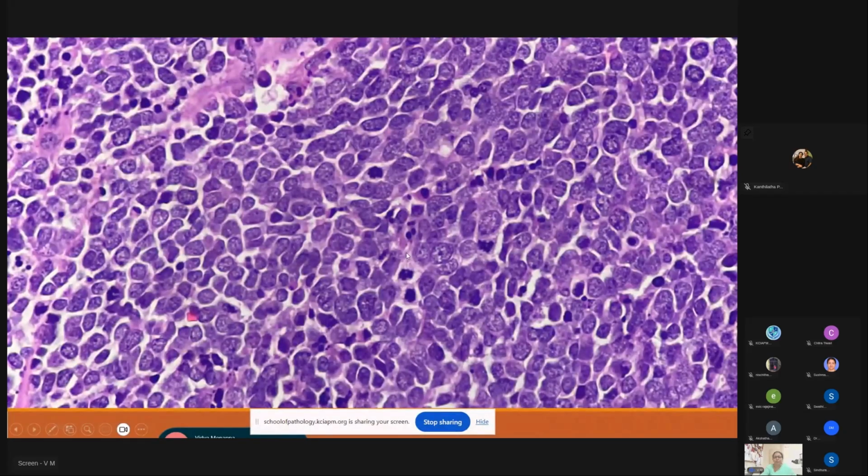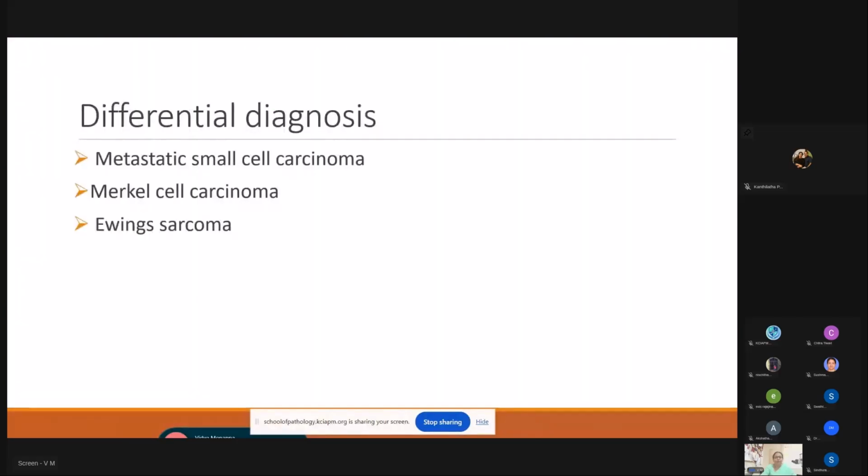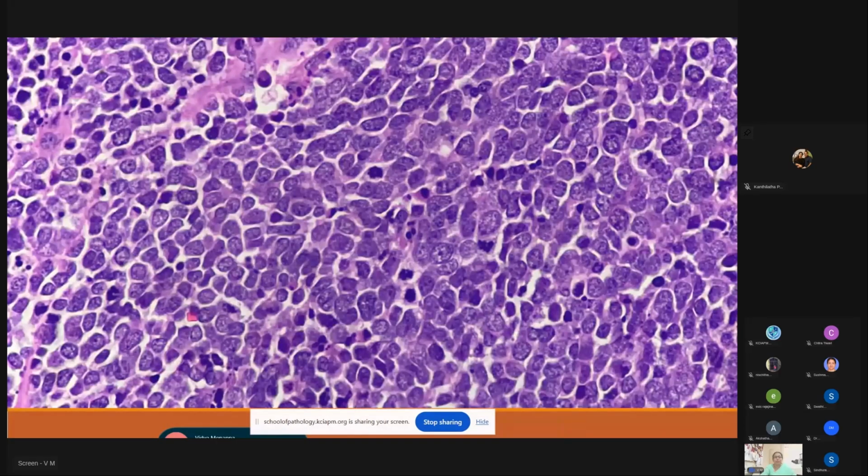Another picture showing the same. Look at the amount of mitosis here. Brisk mitosis, and the tumor comprised of sheets of small round cells with stippled chromatin. The tumor is confined to the dermis and subcutis, and the overlying epidermis is intact. So with this, it did look like a small cell carcinoma, right?